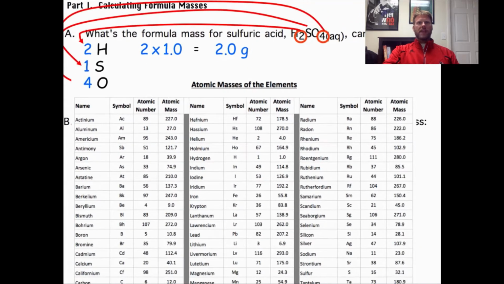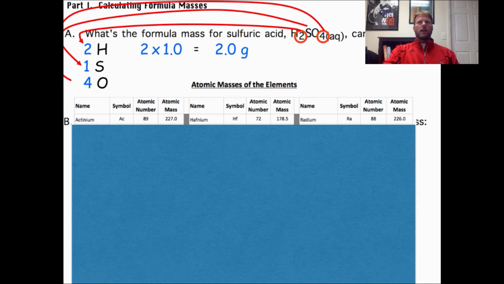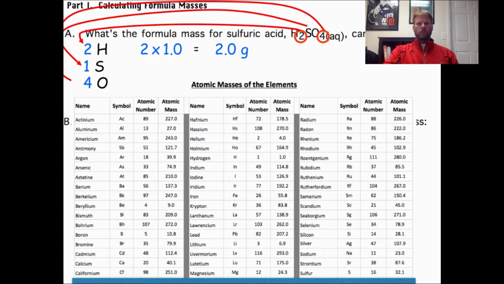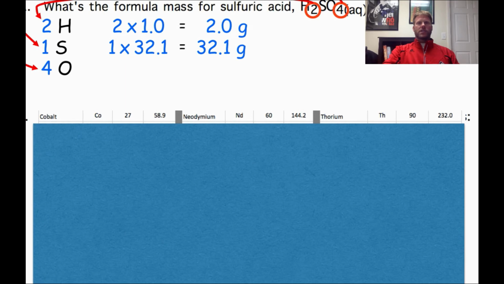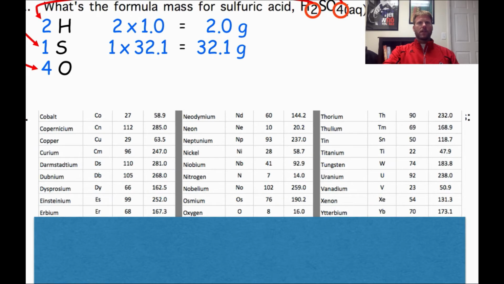Now, let's do the same for sulfur. Scan along and find sulfur. Oh, here it is, 32.1 grams. Sulfuric acid has only 1 atom of sulfur, so we have to add 32.1 grams into our formula mass. Finally, we need to determine oxygen's contribution to the mass. Look through the atomic mass table to find oxygen. Here, we see that oxygen has a mass of 16.0 grams. Sulfuric acid has 4 oxygen atoms, so let's multiply by 4 to get 64.0 grams of oxygen.